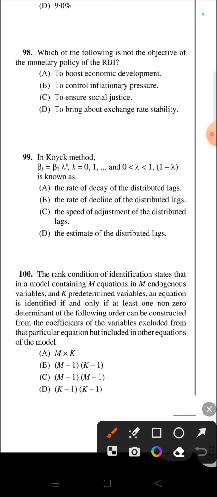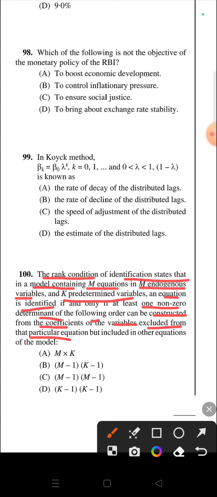The last question. The rank condition of identification states that in a model containing M equations and M endogenous variables and K predetermined variables, an equation is identified if and only if at least one non-zero determinant of the following order can be constructed from the coefficients of the variables excluded from the particular equation but included in the other equations of the model. Right answer is m-1.